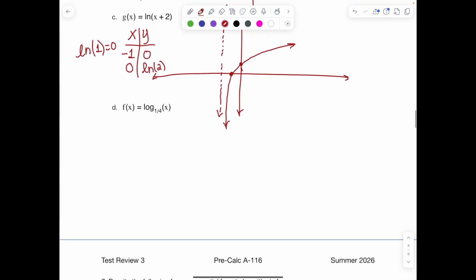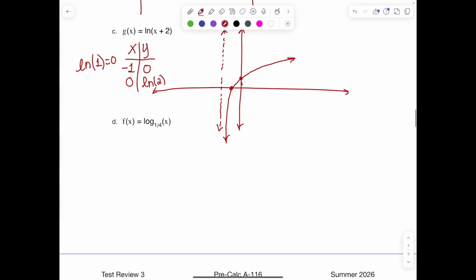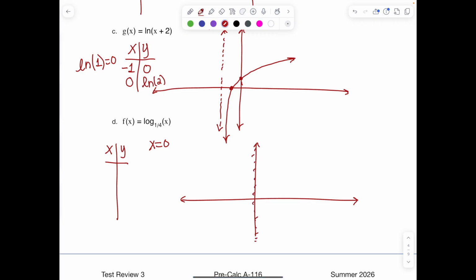Okay, now I have log base 1/4 of x. So again, I want to draw my x and y. My asymptote for this one is going to be at x equaling 0. So now I'm going to plug in some values. I'm going to plug in 1, and that's going to give me 0. Okay, so that's my first point. And now I'm looking to see another point that I can plug in.